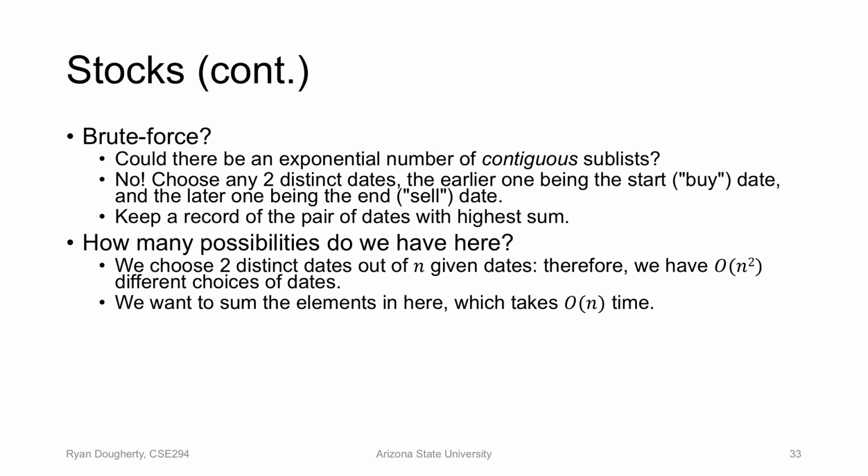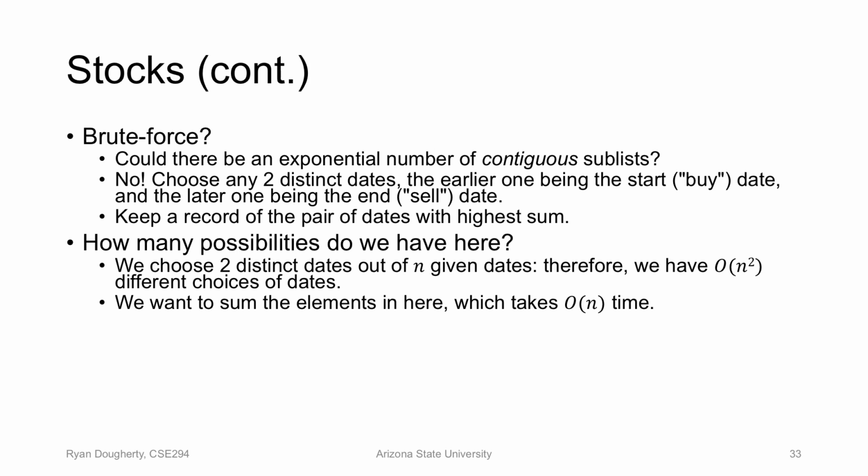We want to sum the elements in each one. So the size of each one, well, there are some sublists that start from the very first date and go all the way to the very last date, but there are some that are very short, right? There are some that are only 1 day long, or maybe 2 days long. So what is the average of those? It's n over 2, right? I have some that are really long and some that are really short.